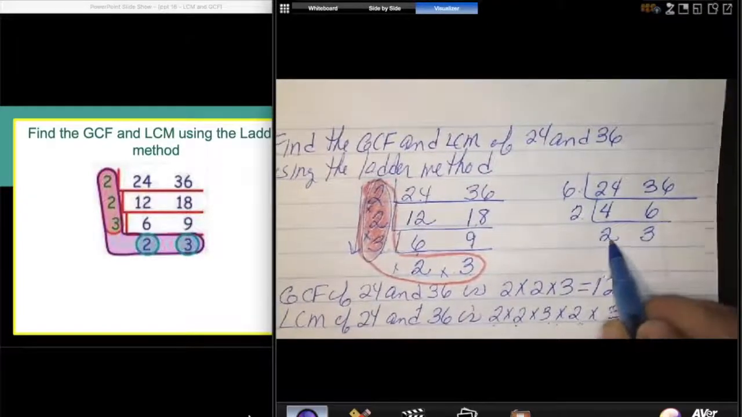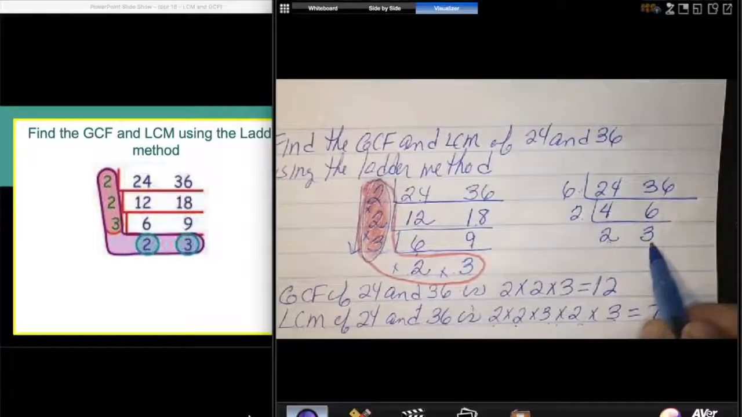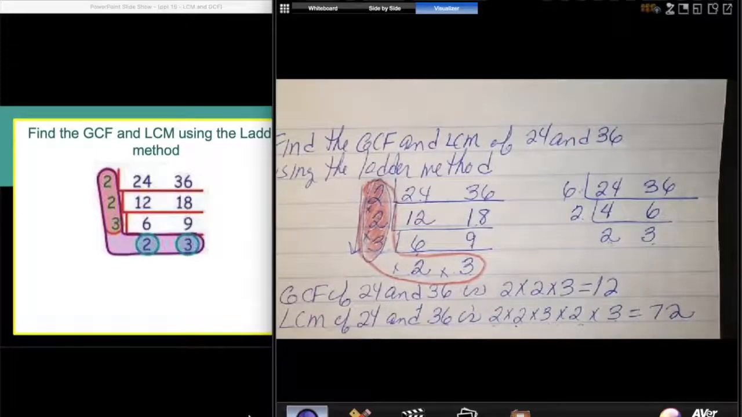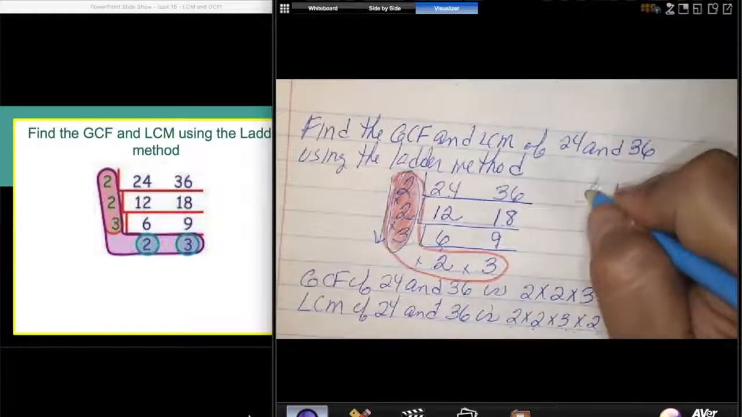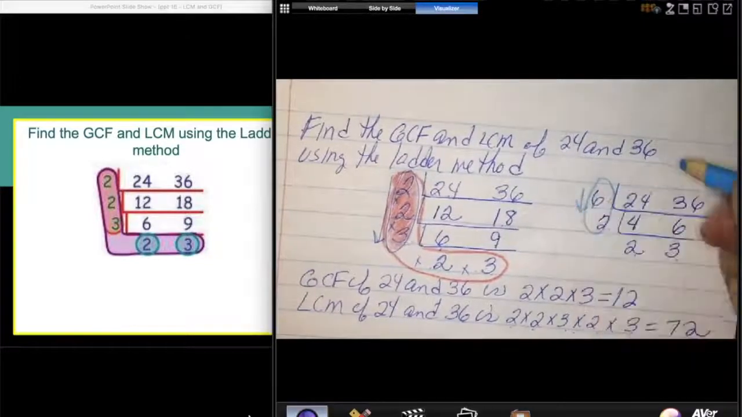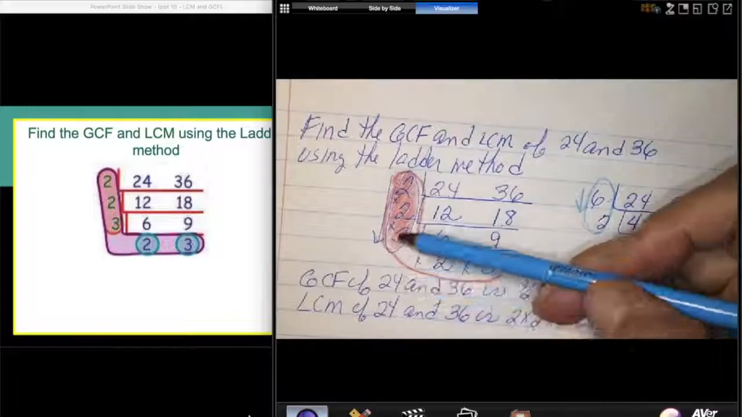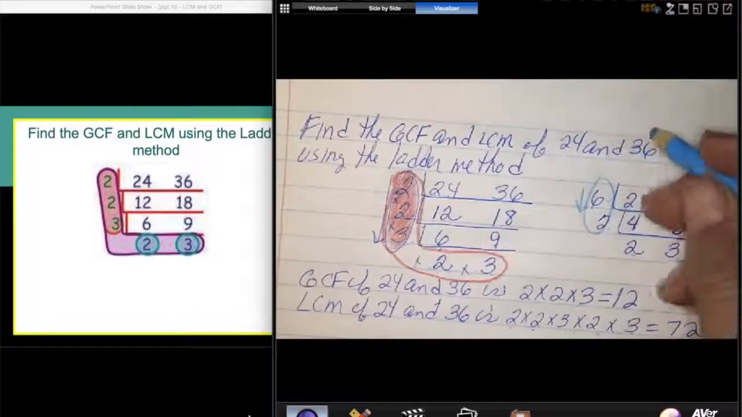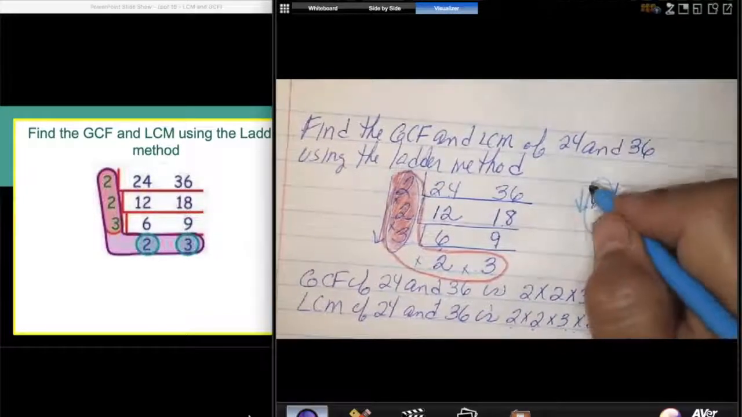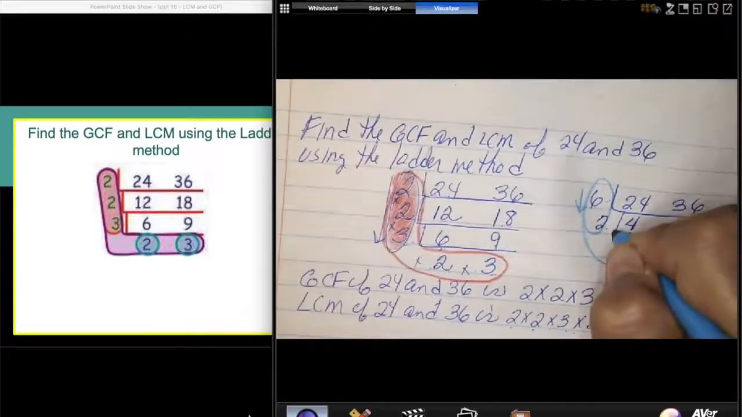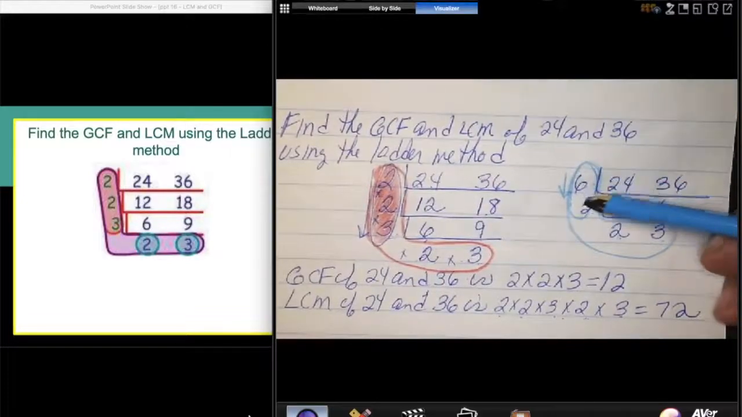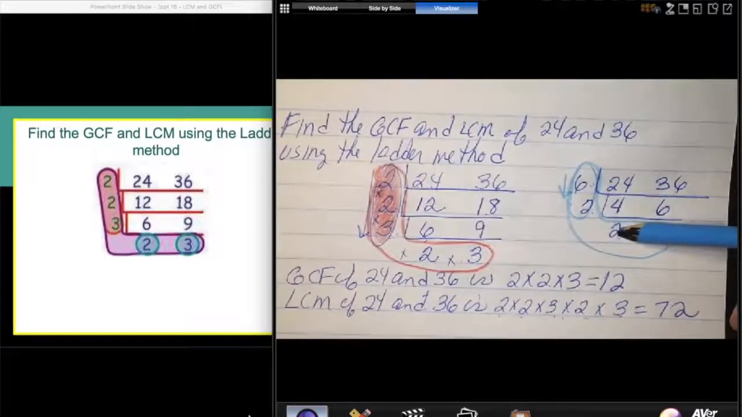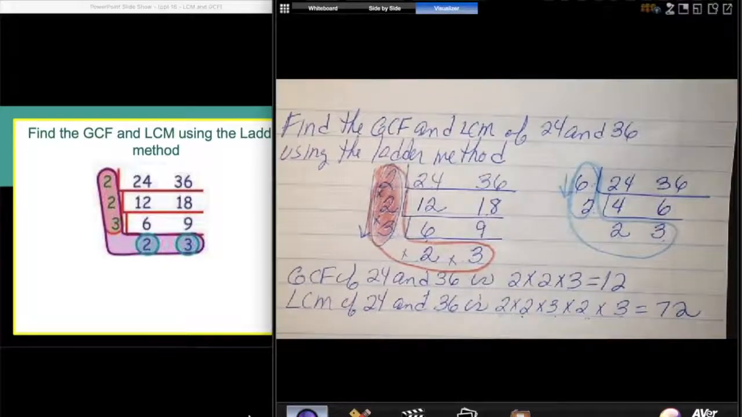Once there, if you cannot divide anymore, or you can only divide by 1, then you're done. See, it gives me the same answer. In this case, 6 times 2 gives me 12, just like I got here. It was faster. And then if I multiplied my L, draw your L out, then you get 6 times 2 is 12, times 2 is 24, and 24 times 3 is 72.